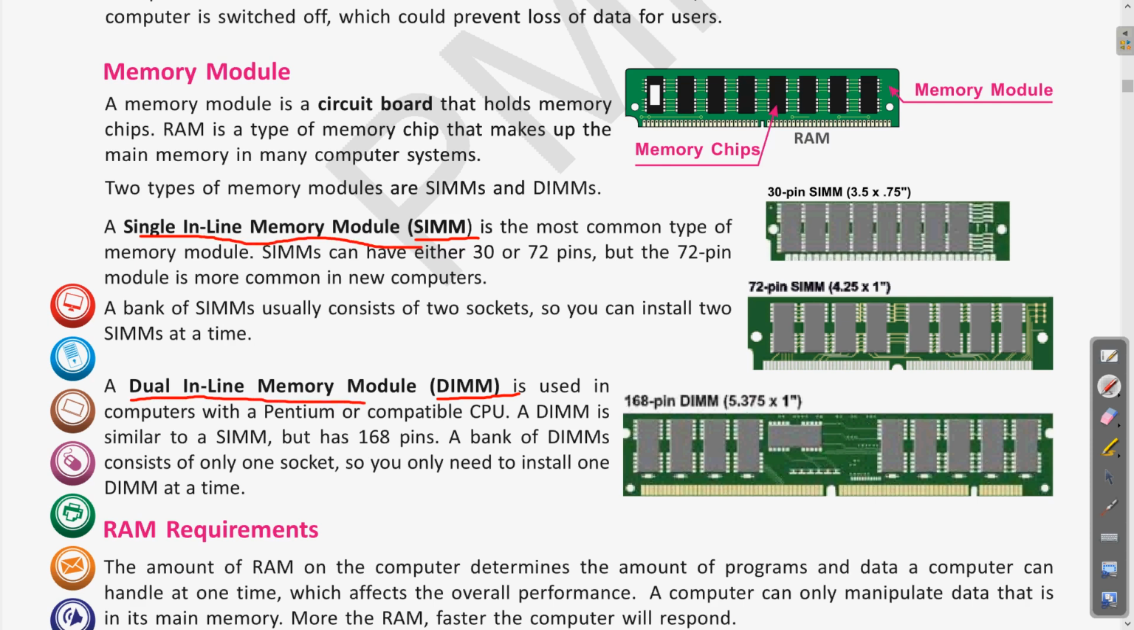On the basis of the number of pins, in the SIMM we have 30 or 72 pins. So these are the two types of SIMM. Then in DIMM we have seen that it is compatible with the Pentium series of processors, and it has how many pins? 168 pins. Clear? And it has only one socket. Okay, so these are all the different types of memory module.